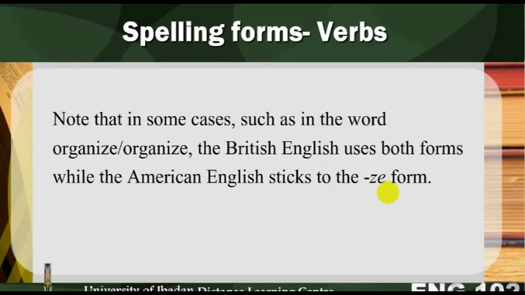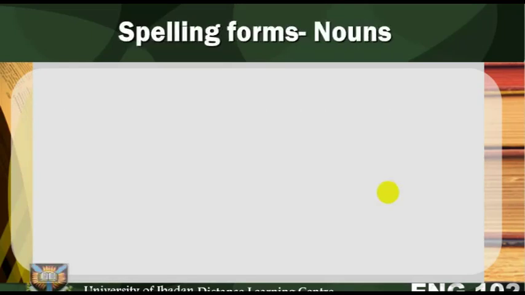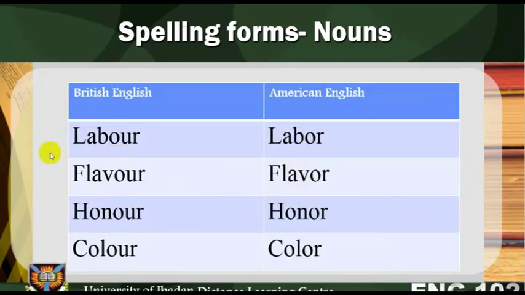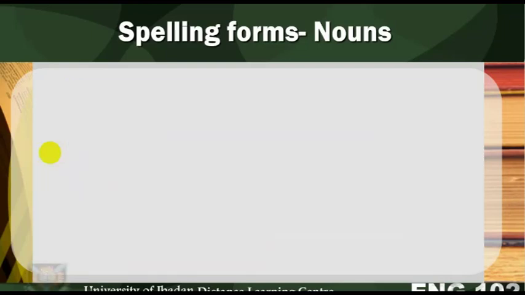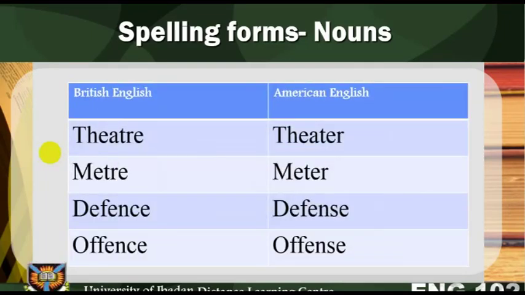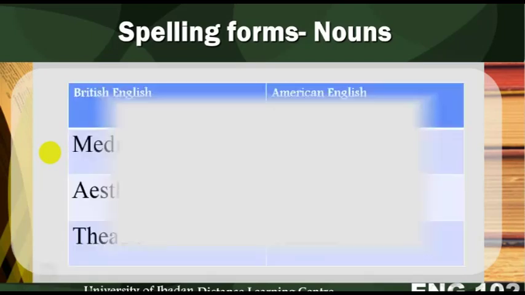Spelling forms. Nouns. Notice that these are samples of the two varieties of English. You should therefore learn this and explore all the vocabulary items in the varieties. Any inconsistency in the use of the varieties is a minus for your composition.